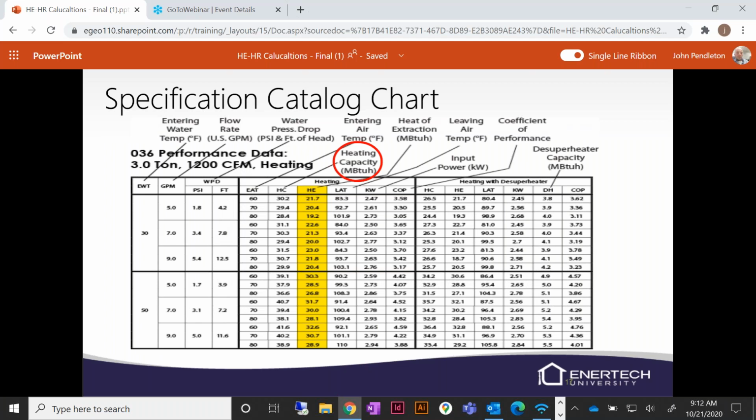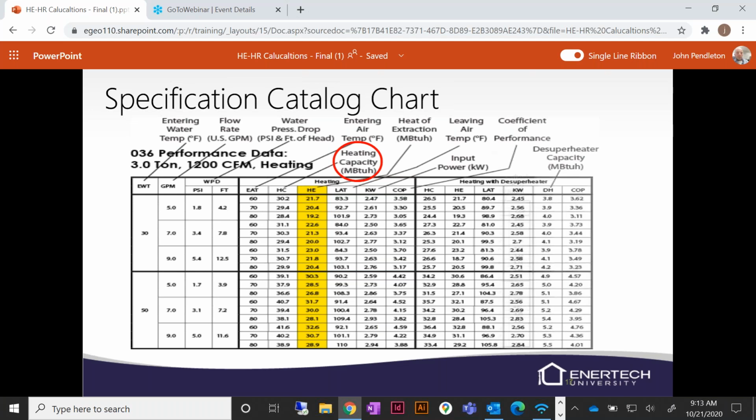Heating capacity. If you look at this chart here, you'll see HC and HE. HE is in the yellow there. You can say the HC, or heating capacity, of this unit is 30,200 BTUs. The heat of extraction is 21,700, or 21.7. Heating capacity is the total heating capacity of the unit. Heat of extraction is what we're taking out of the loop field.